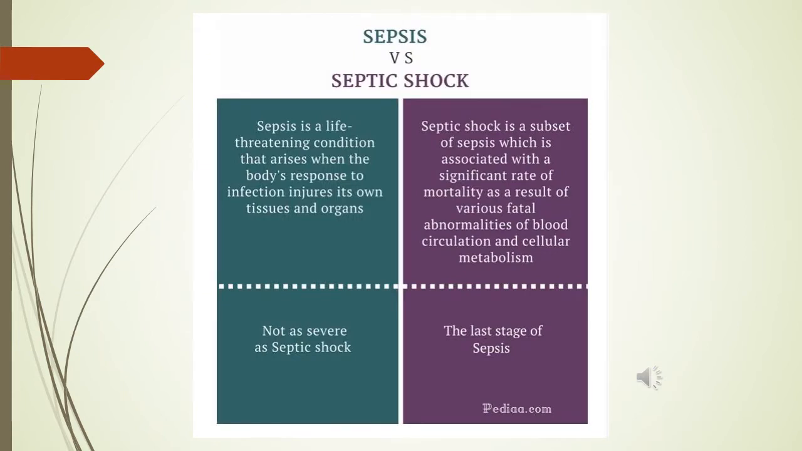Here we have a diagram showing the differences between sepsis and septic shock. Sepsis is a life-threatening condition that arises when the body's response to infection injures its own tissues and organs. Septic shock is a subset of sepsis, which is associated with a significant rate of mortality as a result of various fatal abnormalities of blood circulation and cellular metabolism, also known as the last stage of sepsis.